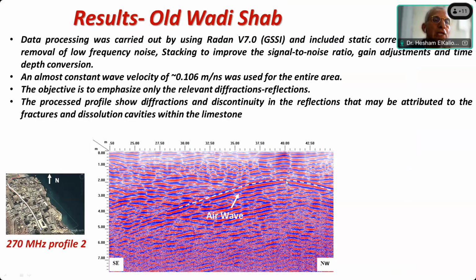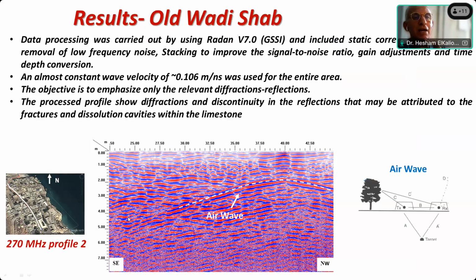When you calculate the velocity of this broad hyperbola, we found that it is due to an air wave, which means that it's coming from outside the earth, coming from a tree or a building. So don't get confused about this broad hyperbola. You can see that we have a sinkhole here or a cavity.